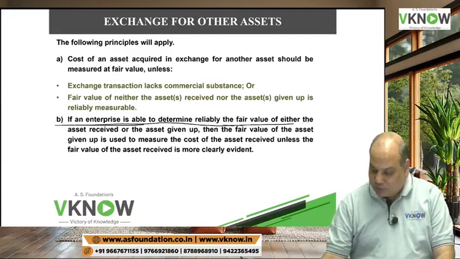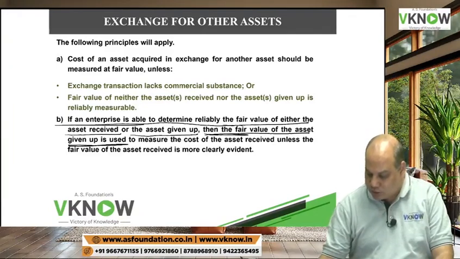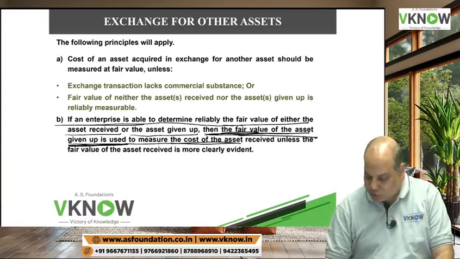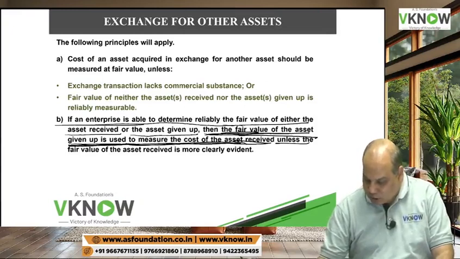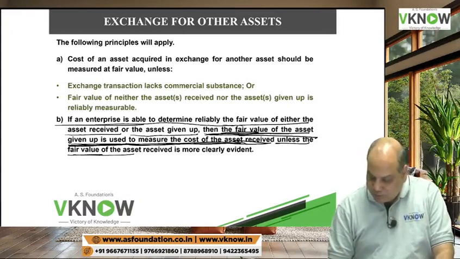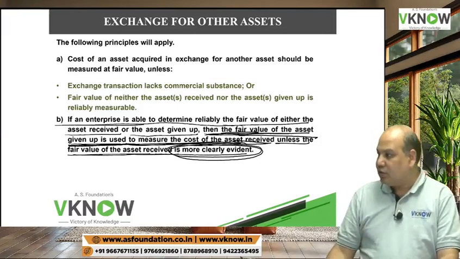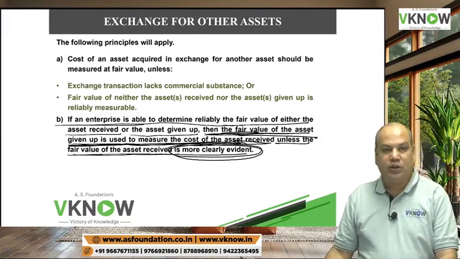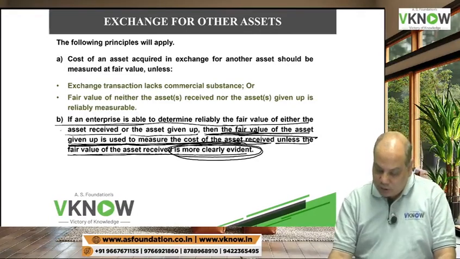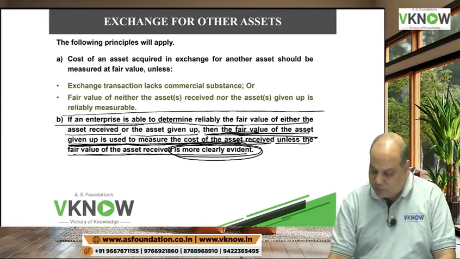If the entity is able to determine the fair value of either the asset received or the asset given up, then the fair value of the asset given up is used. Underline, the fair value of the asset given up is used to measure the cost of the asset received unless the fair value of the asset received is more clearly evident. This sentence can be simplified as follows.